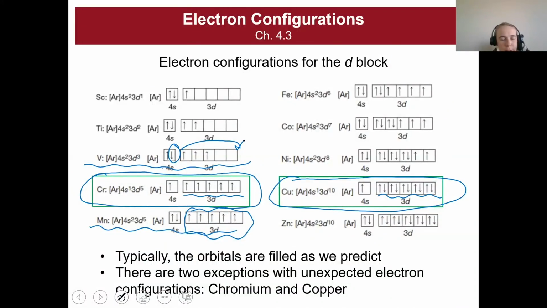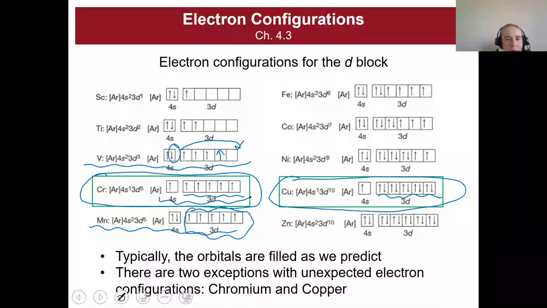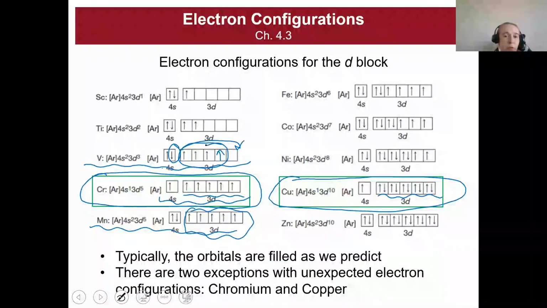So chromium has one more electron than vanadium, but instead of just putting it here and having the 4s orbital still filled, we move that 4s electron up as well so that we have these two half-filled orbitals. The 4s and the 3d orbitals are both half-filled, which actually ends up being more stable than having the 4s filled and the 3d with 4 electrons. That's not as stable as this.